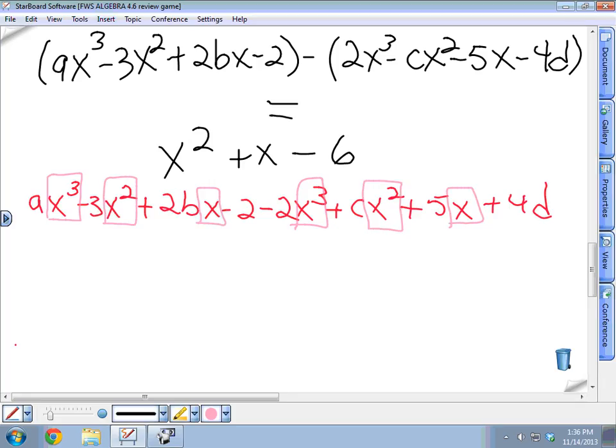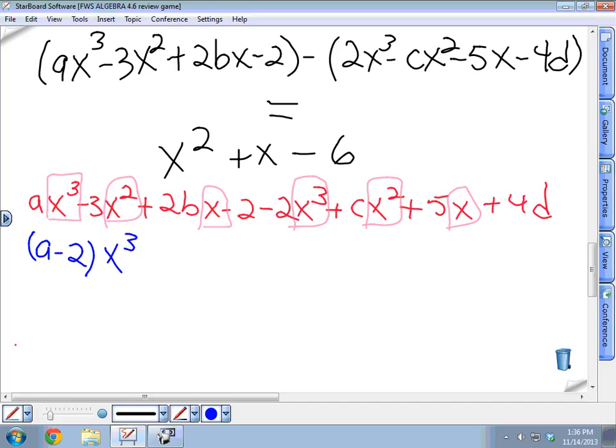All right, those are your variable expressions. So we can combine our variable expressions, we can combine our like terms. So we have two sets of x cubeds. What are we left with here if we combine these? Well, you have negative 2 plus a, right? Or just a minus 2 x cubed. Do you see that? If you don't, speak now, or forever hold your peace.